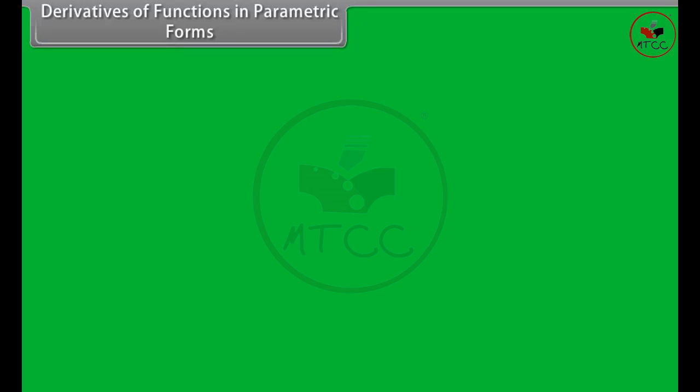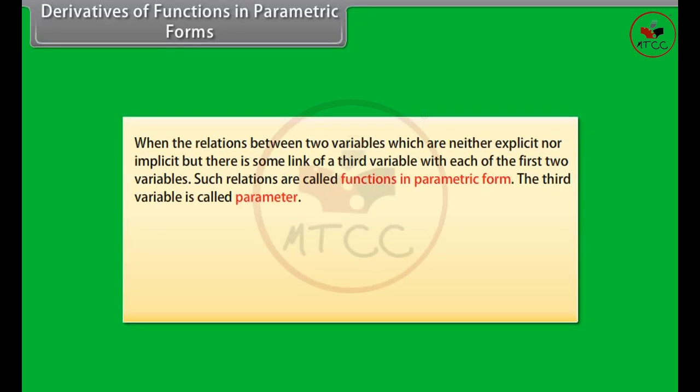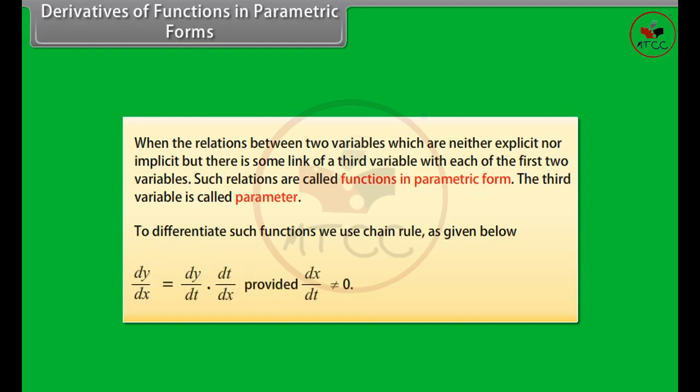Derivatives of functions in parametric forms. When the relation between two variables is neither explicit nor implicit, but there is some link of a third variable with each of the first two variables, such relations are called functions in parametric form. The third variable is called the parameter. To differentiate such functions, we use the chain rule as given below. dy by dx is equal to dy by dt into dt by dx, provided dx by dt not equal to 0.